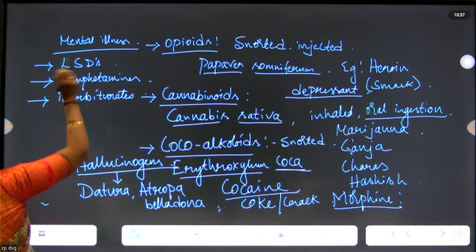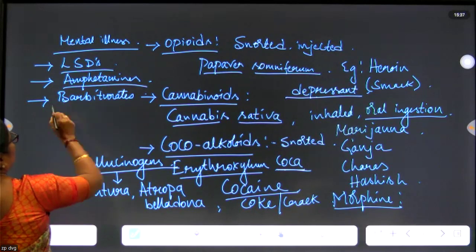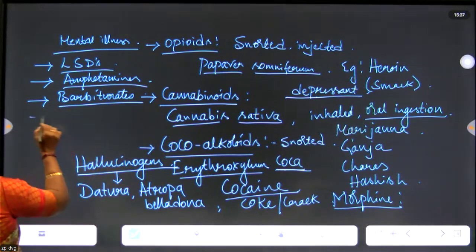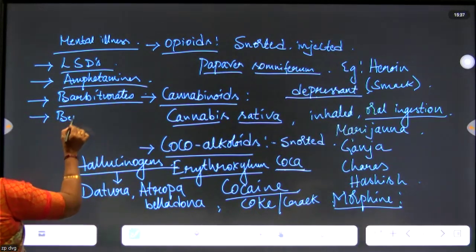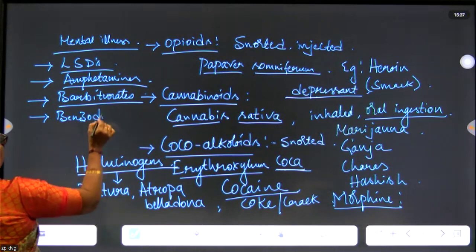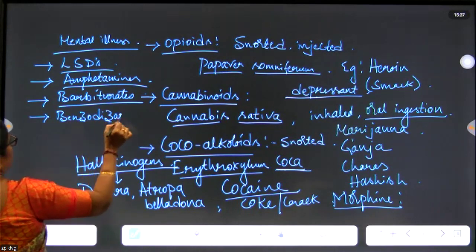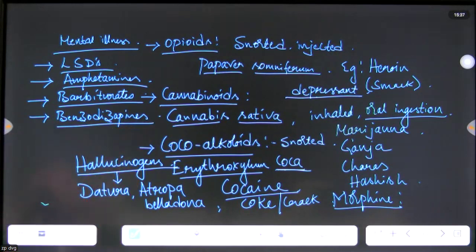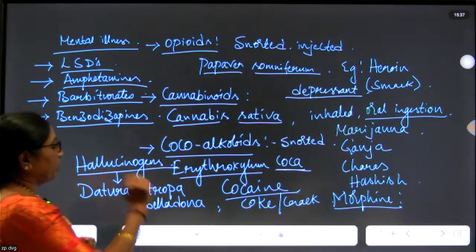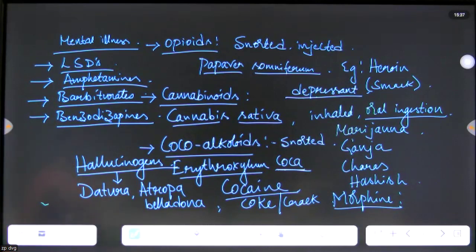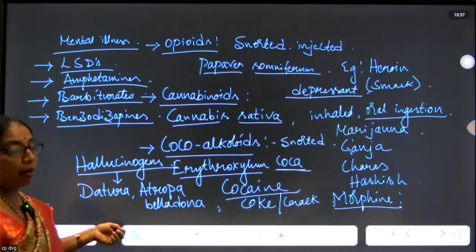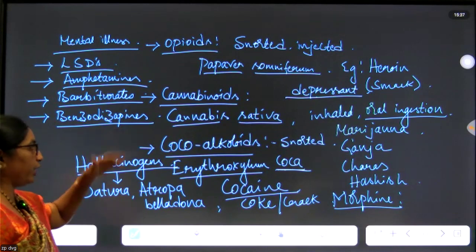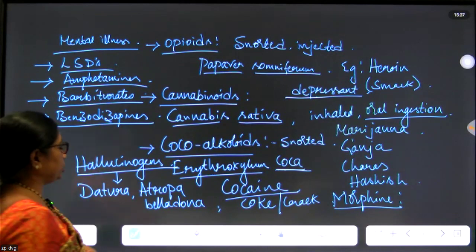All these are examples which are used in treatment of mental illness, benzodiazepines. All these are some of the drugs which are used to treat mental illness. So this is something about the drugs of abuse, the drugs which are abused: opioids, cannabinoids, coca alkaloids.